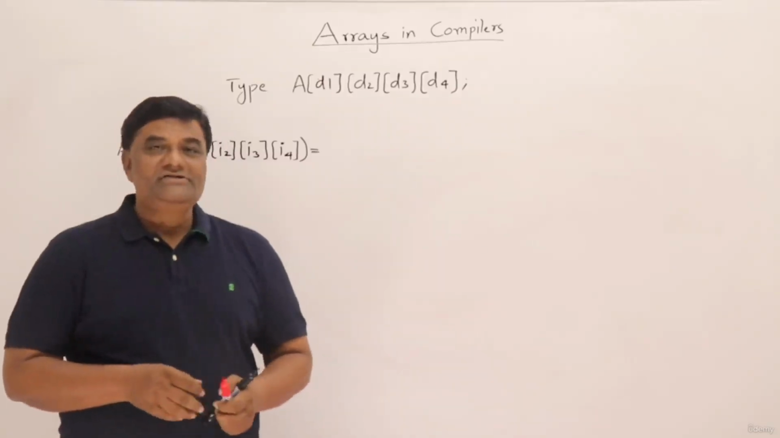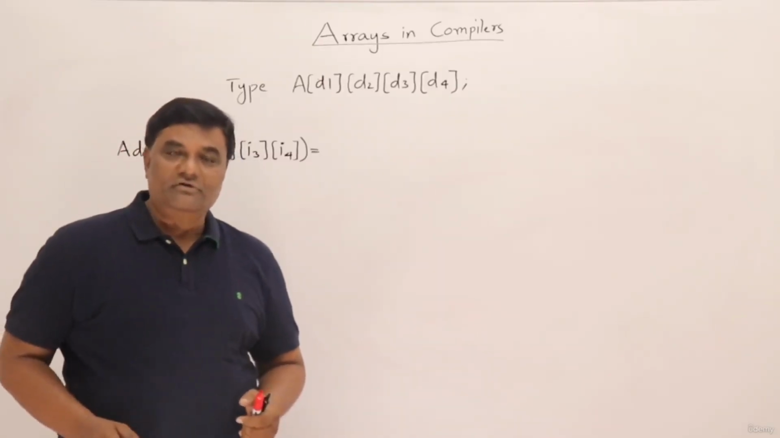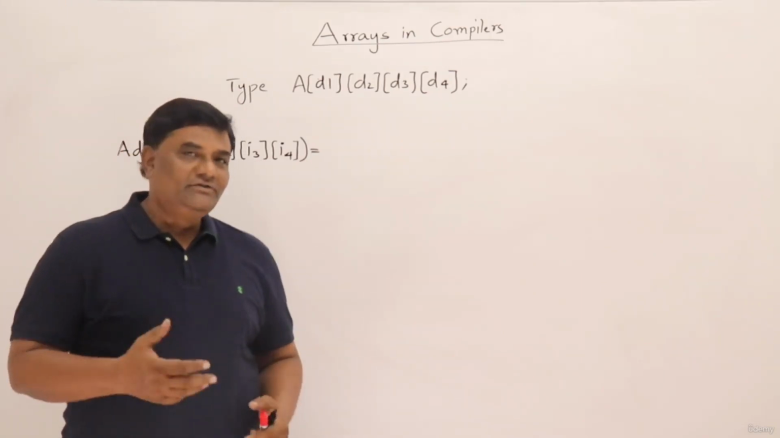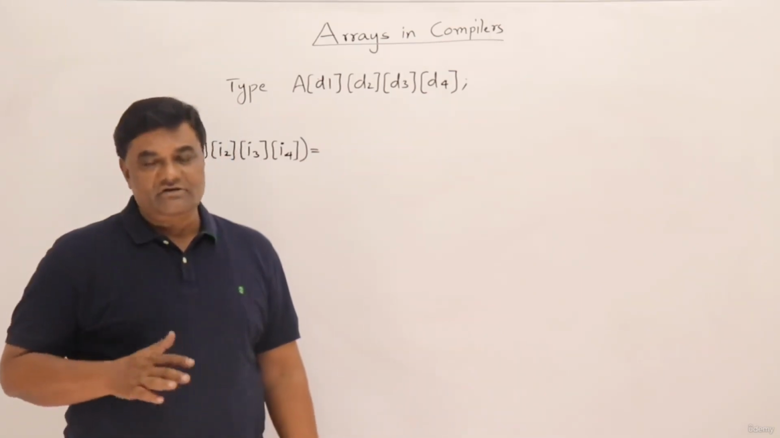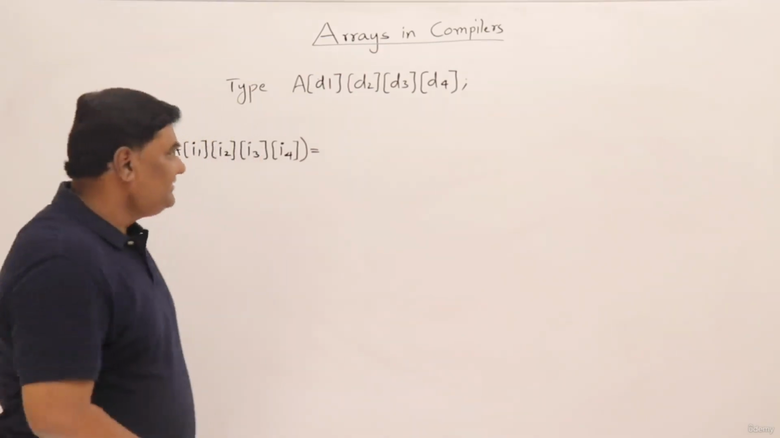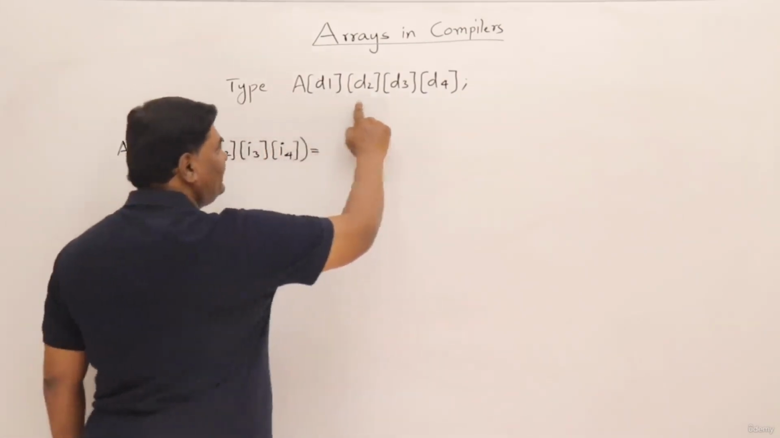Let us prepare a row measure formula and column measure formula for a 4-dimension array. I'll show you the approach. Then using the same approach, we will see a row measure and column measure formula for a 3-dimensional array also. So here I already have an example of a 4-dimension array.